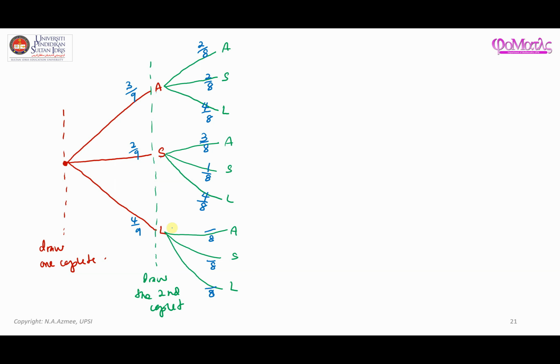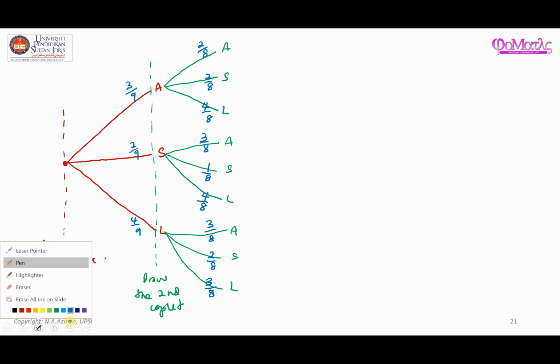So at this junction here, you have taken out laxative. So therefore, the number of aspirin remains at 3. The number of sedative remains at 2. The number of laxative is reduced to 3. So these are the probabilities associated with all the events here.